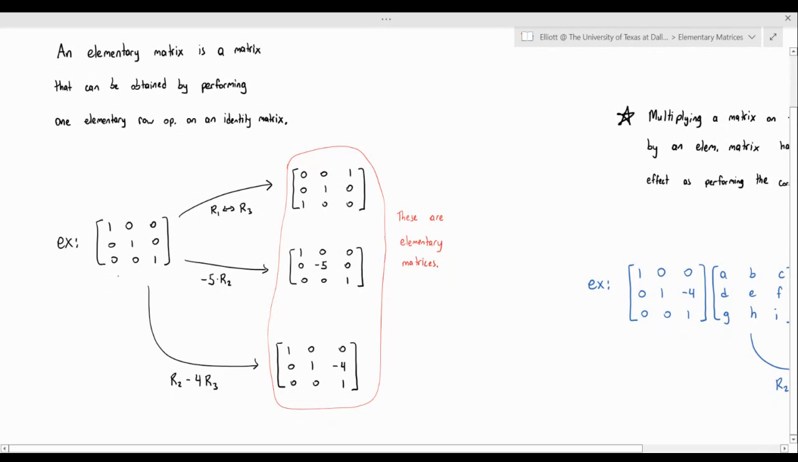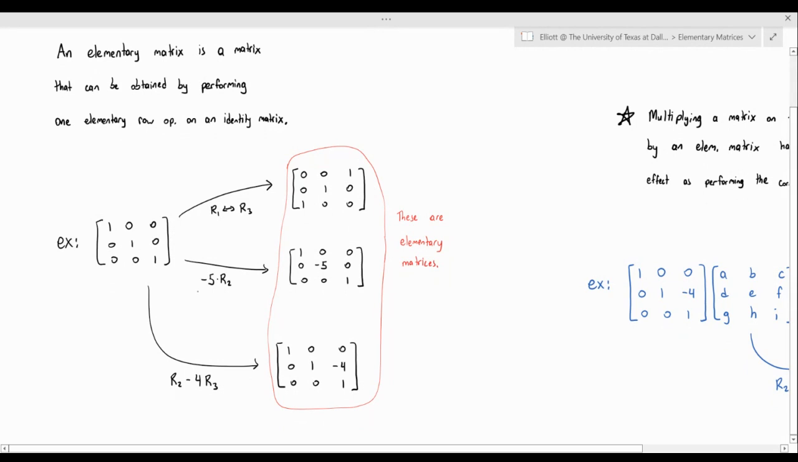As an example here, I have a 3x3 identity matrix, and I just performed a few elementary row operations on it. From the identity matrix, if we were to swap row 1 and row 3, that will give us this new matrix over here. So this would be an example of an elementary matrix because it was obtained by performing one elementary row operation on the identity. Okay.